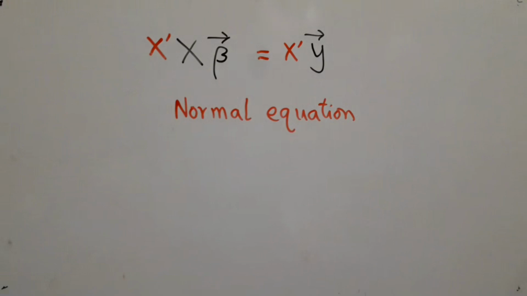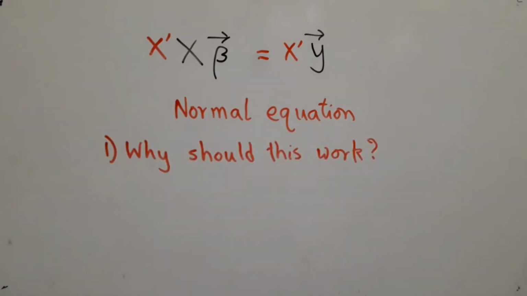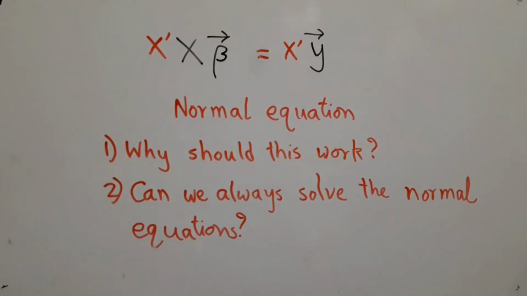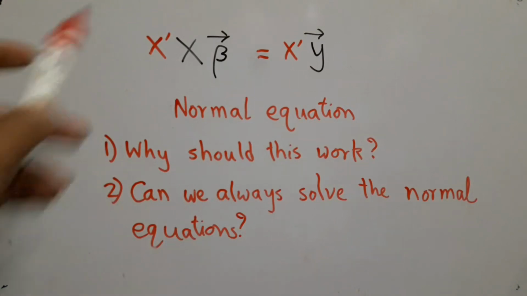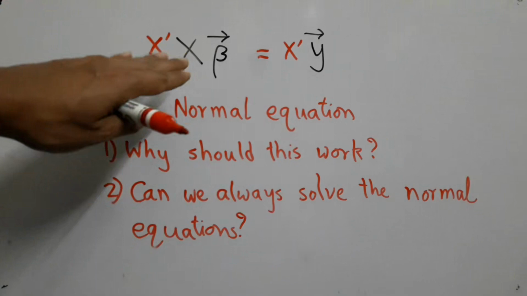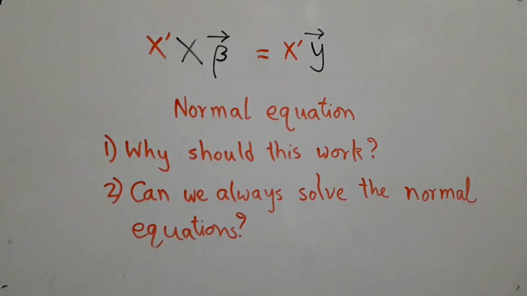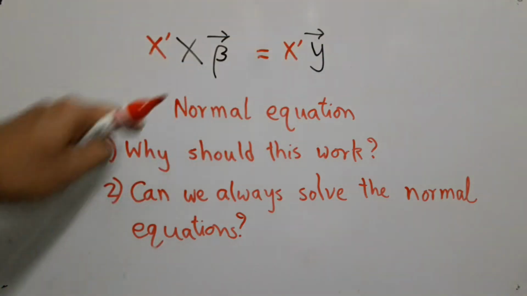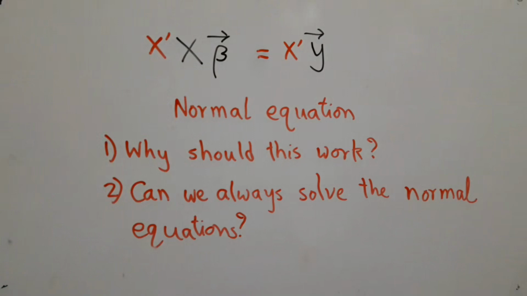Now this magical approach naturally raises two questions. One, why should this magic work? And two, can we always solve the normal equations? Will this system be consistent? We know that the original system may be inconsistent, but we just pre-multiplied both sides by the same quantity and we are saying that this system must be consistent. Where is the guarantee for that? So let's answer these questions one by one.